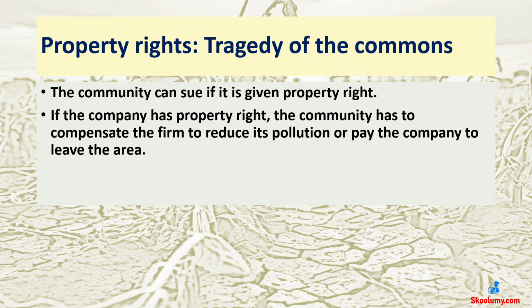If the community is given property right, it can sue any company that causes pollution or negative externalities. It is usually more successful if those with property rights act as a group, especially when the polluting firm is big. Ideally, the compensation should be equal to the amount of pollution created. But if the company has property right, the community has to compensate the firm to reduce its pollution or pay the company to leave the area.